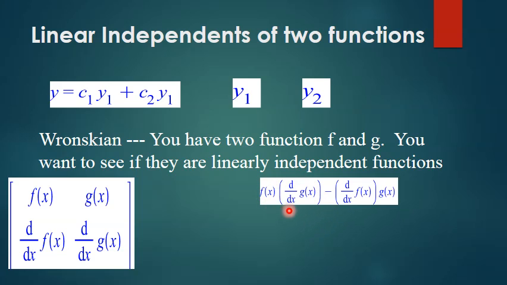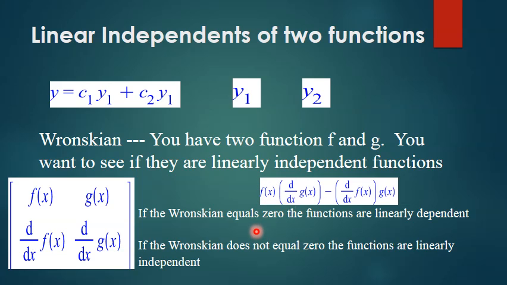Well, what does this have to be, linearly dependent or linearly independent? If the Wronskian value equals 0, the functions are linearly dependent, and these two solutions, and this would not be a solution to the differential equation if that was true.